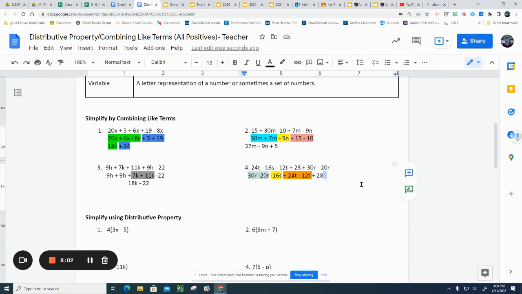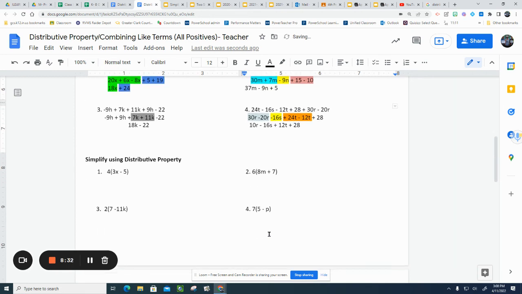So now that I've done that, I will just combine my terms. 30 minus 20 is 10 R's. The minus 16 S's do not have any other terms that are like it, so I just bring it down. 24t minus 12t means that I have 12t's left over, and the sad little 28 by itself. So there's the answer to that one.